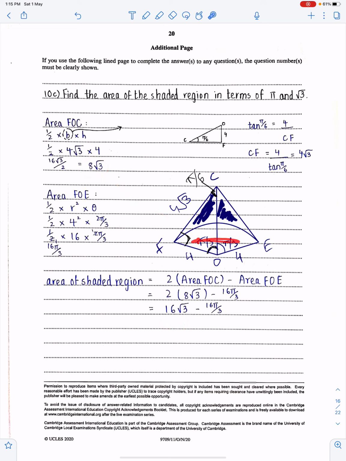Area of this sector is 16 pi by 3. Because this angle is pi by 3, this angle will be 2 pi by 3, because the sum of these two angles is always pi. This is 60, so this must be 120, and 120 means 2 pi by 3. So the area of this sector is 16 pi by 3. Now by subtracting this area from 16 root 3, the area of these two triangles, we can get the area of the required region or shaded region. This is the answer in exact form.